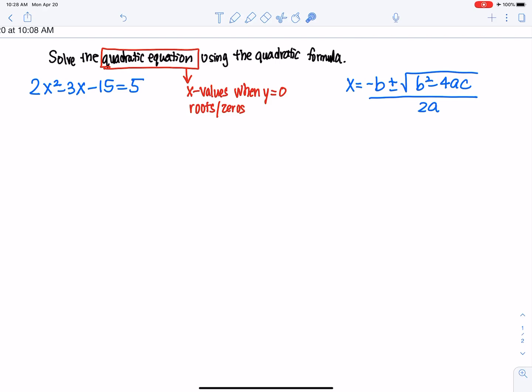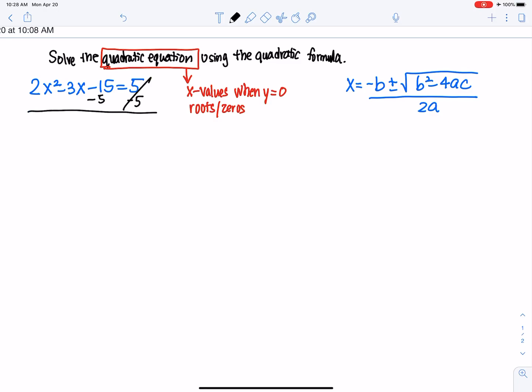Now in the region, sometimes they tend to use different vocabulary words, so they might say something like roots, zeros. So roots, zeros are the x values when y equals 0. So already in that definition, we found out that the y must be 0, and so we're going to set this equal to 0. So the opposite of positive 5 is minus 5.